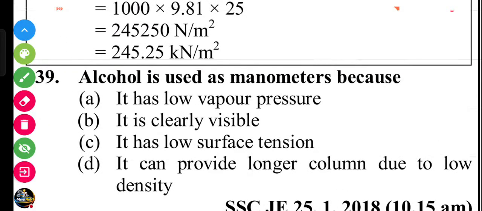Next question. Alcohol is used in manometers because it has low vapor pressure, it is clear and visible, it has low surface tension, it can provide a longer column due to the low density, it has low vapor pressure.